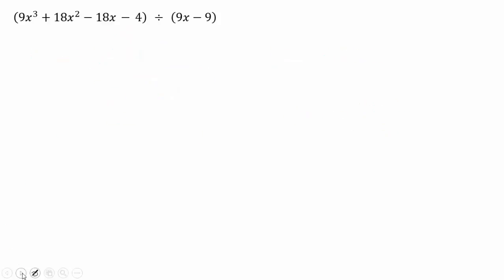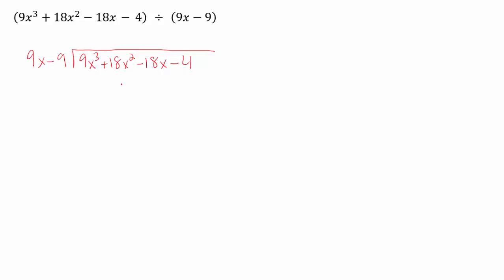Let's do one more. Okay, on this one we're dividing this polynomial by this divisor. So I'm going to set the 9x minus 9 over here, and I'm going to check my powers. 1, 0. So I'm not missing any powers, I'm okay. Then I'm going to write 9x cubed plus 18x squared minus 18x minus 4. Check your powers. 3, 2, 1, 0. So I'm not missing any powers on this one at all.